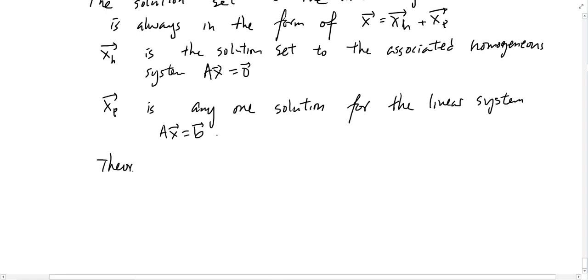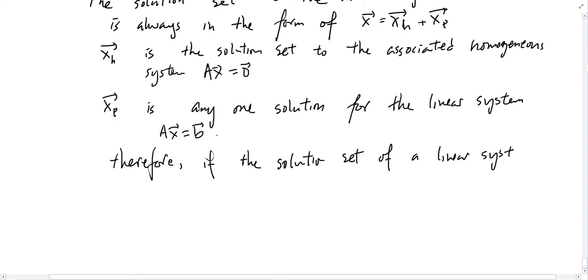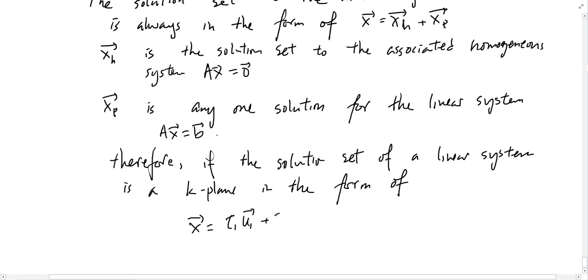Therefore, it is important to understand the following. Therefore, if the solution set of a linear system is a k-plane in the form of vector x equal to t1 vector u1 plus t2 vector u2 plus dot dot dot plus t sub k vector uk plus vector v.